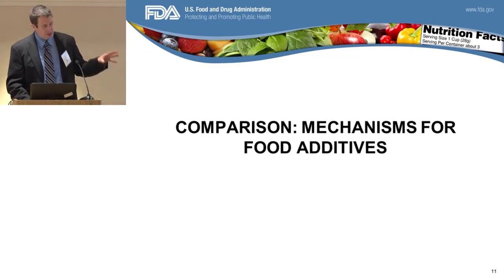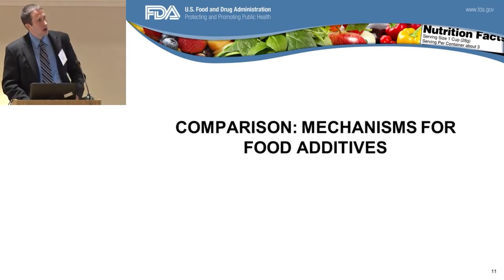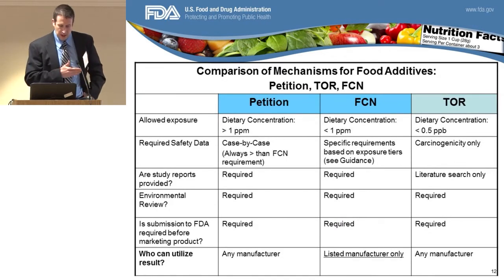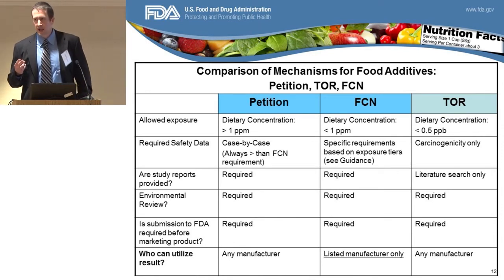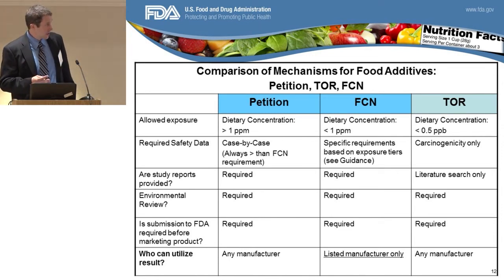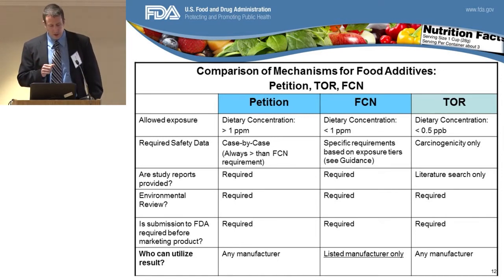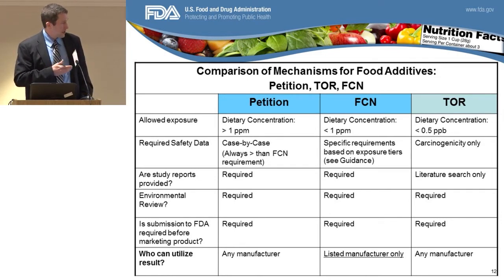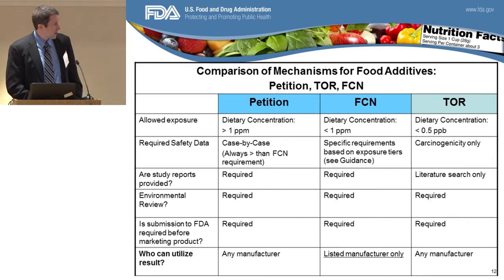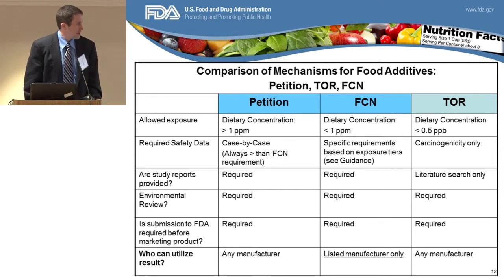So if we look at mechanisms specifically for substances defined as food additives, I can kind of provide you what the differences are between a food additive petition, a food contact notification, and a threshold of regulation exemption in order to give you information as to which of those mechanisms you might want to consider. We've already talked about dietary concentration. I will note that the dietary concentration for FCNs is correct on this slide. It was not correct on the previous slide.